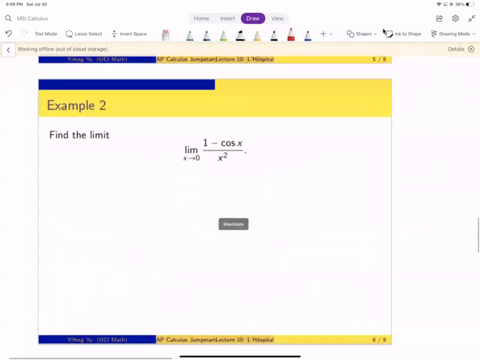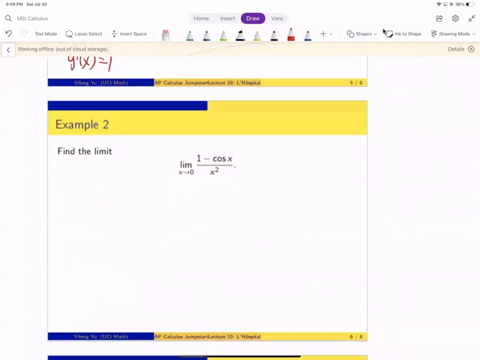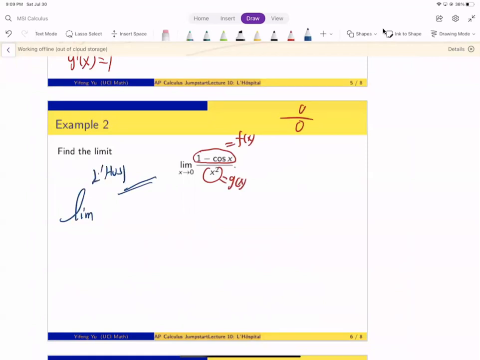Now let's go back to the first example we mentioned: the limit of (1 minus cosine x) over x squared. Okay, so what do we have here? This is my f(x), and this is my g(x). It's 0 over 0. Well, so we use L'Hopital's rule. So this equals the limit as x goes to 0.